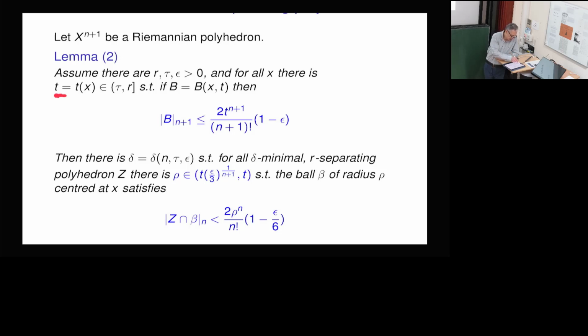If for some t, I get this volume, then there is a rho such that in this interval, I have again this volume bound. As you see, epsilon drops to epsilon over 6, but it's still some positive epsilon. But this is already the main step. Later we'll have to worry a bit about this question. But this is the main step, because then I just apply induction and I'm done.